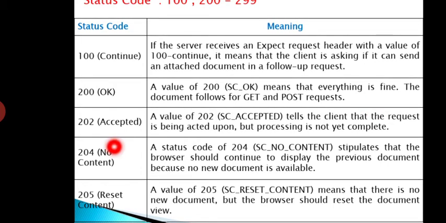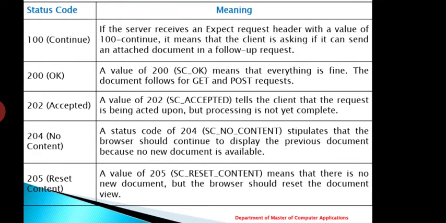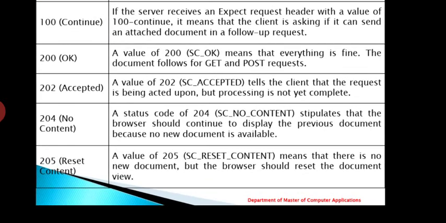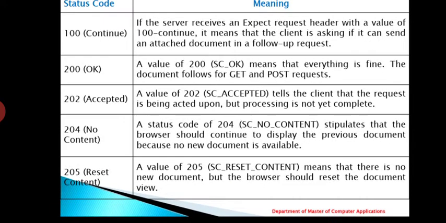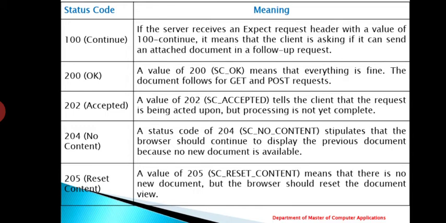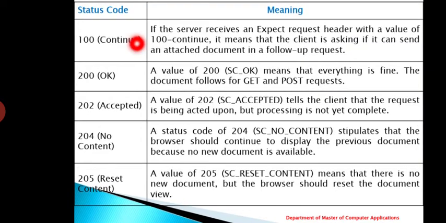204 No Content. Here the status line stipulates that the browser should continue to display the previous document because no new document is available. And lastly, 205 Reset Content. It means there is no new document, but the browser should reset the document view. So 200 OK, 202 Accepted, 204 No Content, 205 Reset Content.